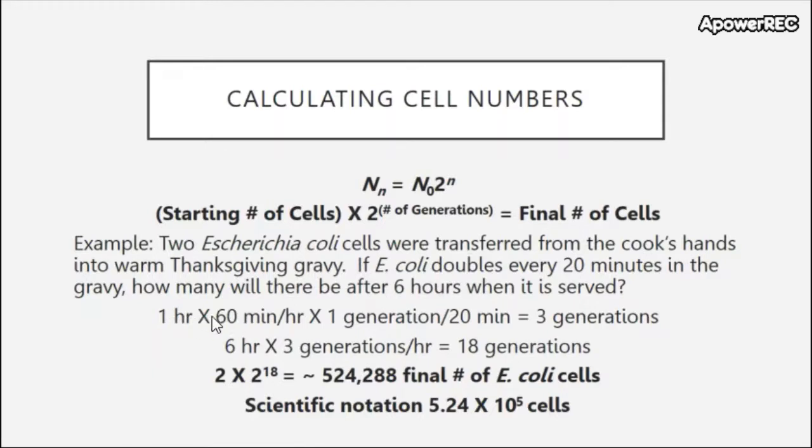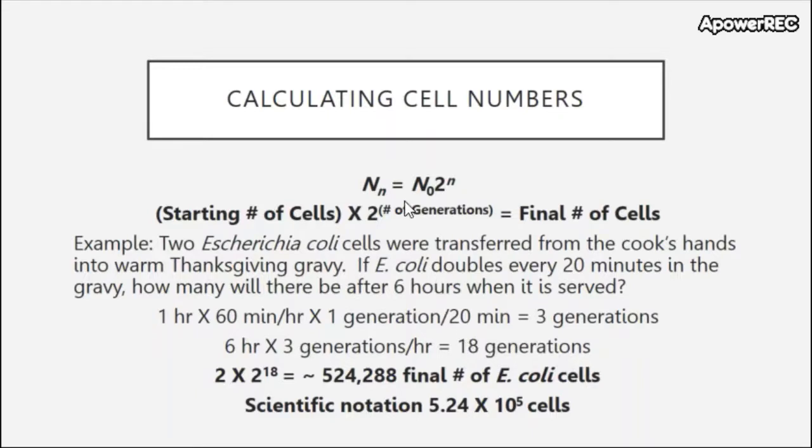So 1 hour is equal to 60 minutes per hour, right? And then we have 1 generation per every 20 minutes. So that equals 3 generations per hour. And then if we have 6 hours, we multiply that by 3 generations per hour, we get 18 generations altogether.